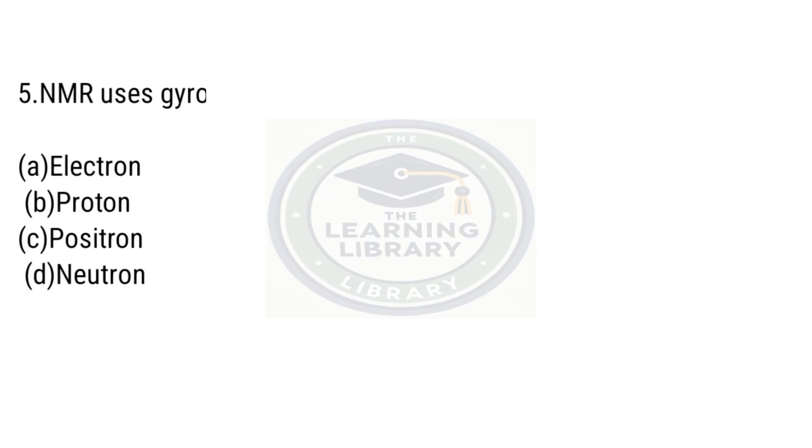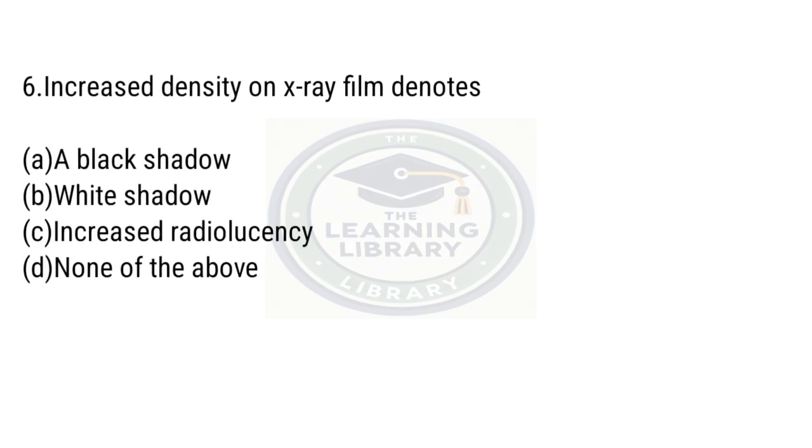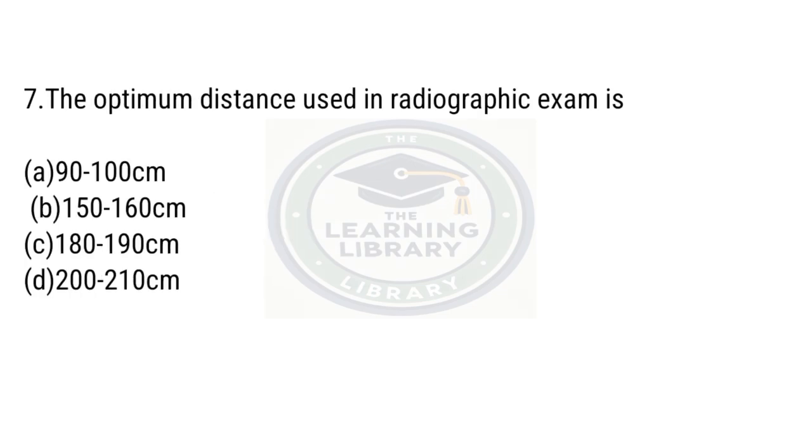Piezoelectric. Question number 5. NMR uses gyromagnetic property of. The right answer is option B, proton. Question number 6. Increased density on X-ray film denotes. The right answer is option B, white shadow.